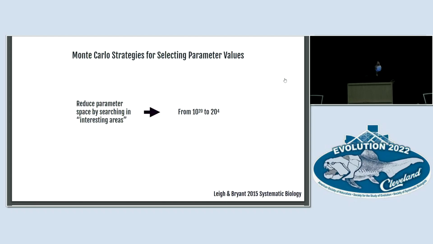So in order to overcome this problem, I used an MCMC strategy, doing an MCMC in simulation space, where I was able to reduce parameter space by searching only in the interesting areas, for example, persistence or non-persistence of the predator. This allowed me to reduce parameter space from 10 to the 20 combinations of parameters to 20 to the 4. So it became a much more manageable problem.